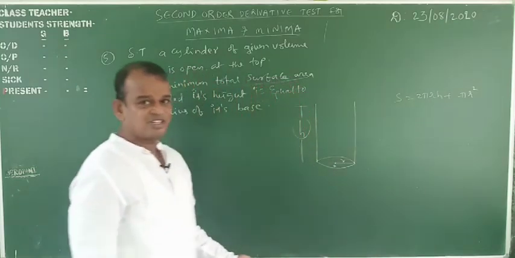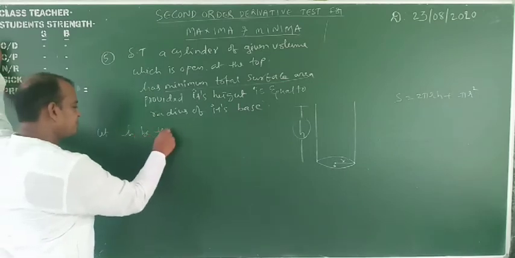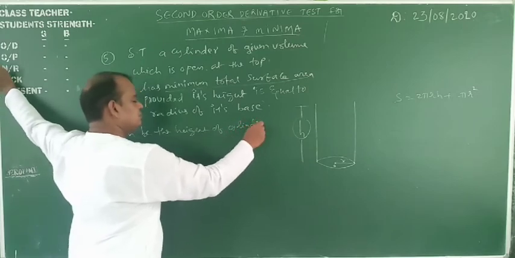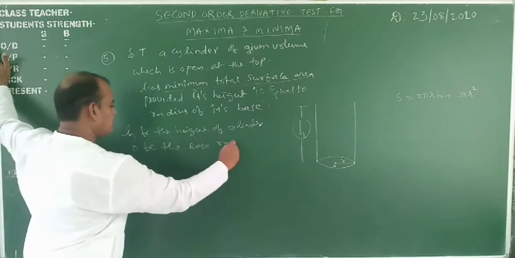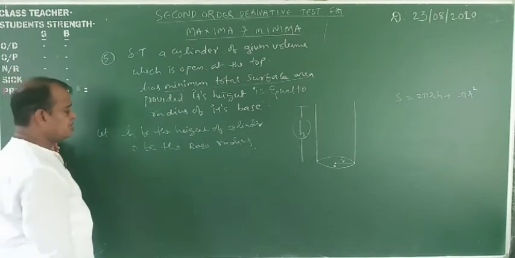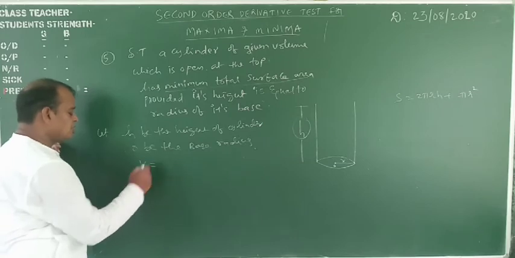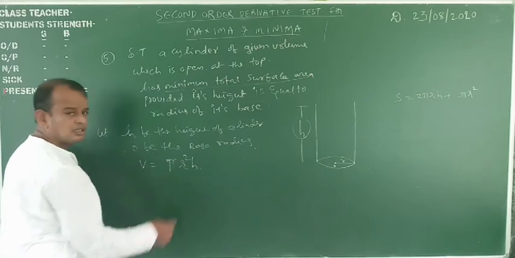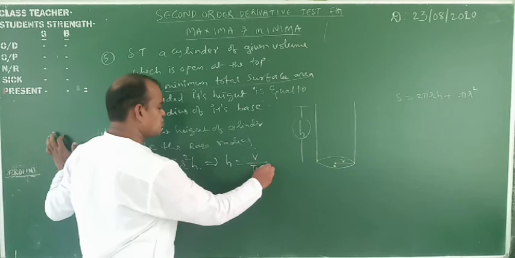Now volume is constant here. Given, let h be the height of the cylinder, r be the base radius. Okay, my dear students, h be the height of the cylinder, r be the base radius. Any doubt? Now volume is equal to, what is the volume formula? Pi r square h. From this you will find the h value. h is equal to V by pi r square. No problem at all.